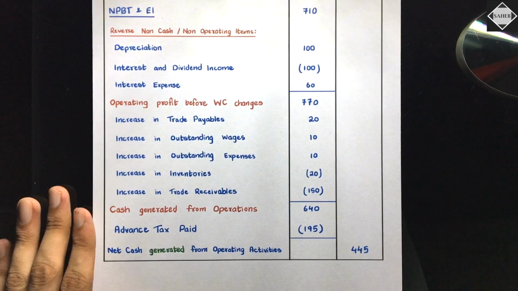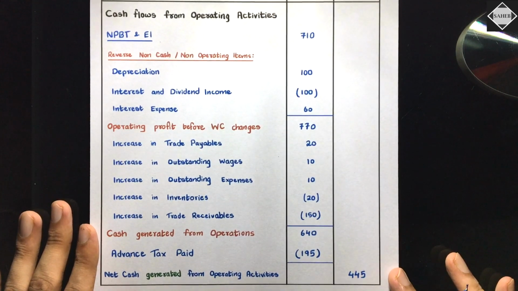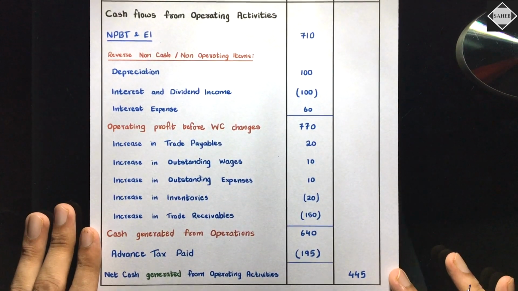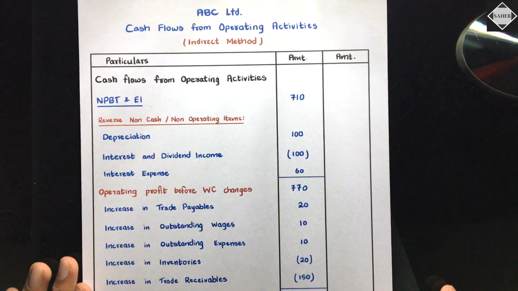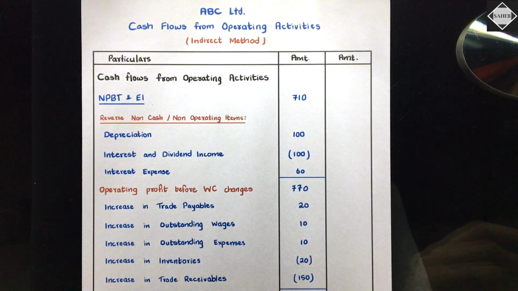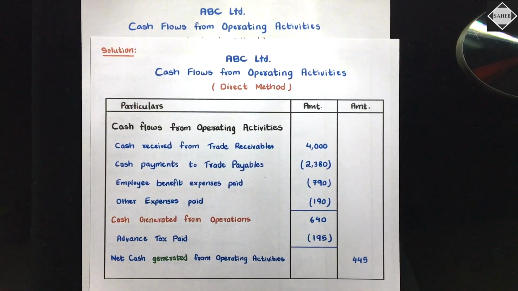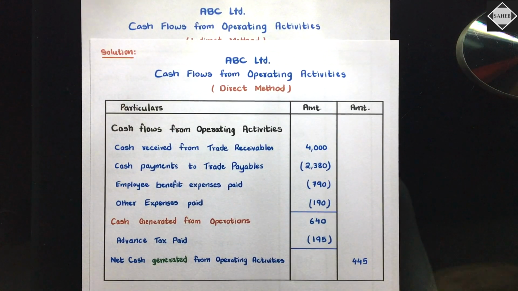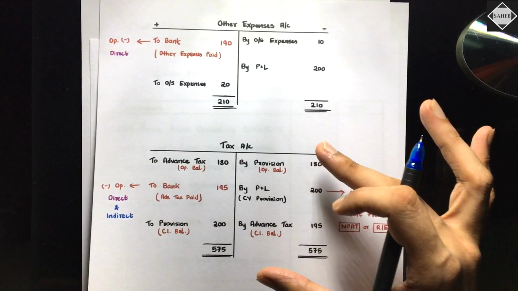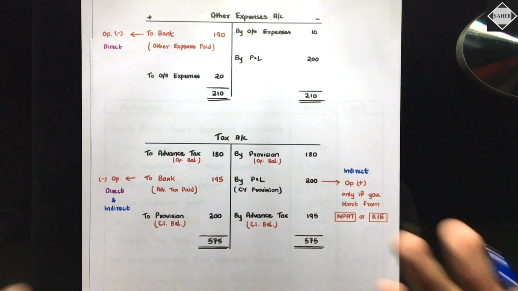Can you see the whole thing? Take a screenshot. Simple, right? And then the direct method also is really simple and straightforward, not difficult at all. Take a screenshot. And then the most important thing in this question was this working note. You have to understand what we did over here.